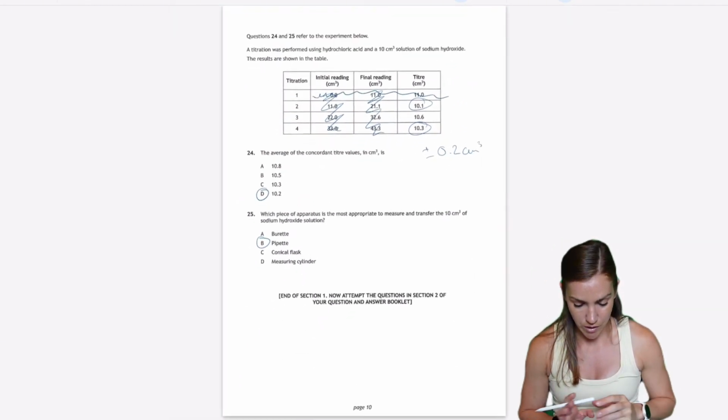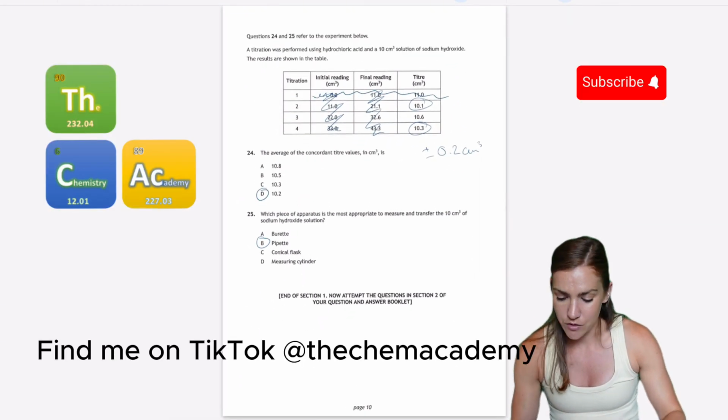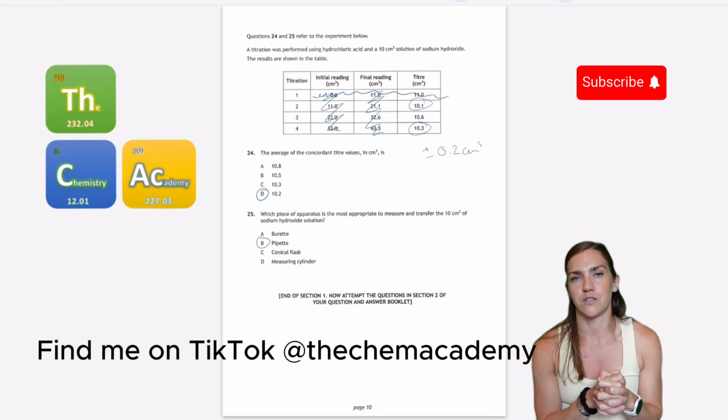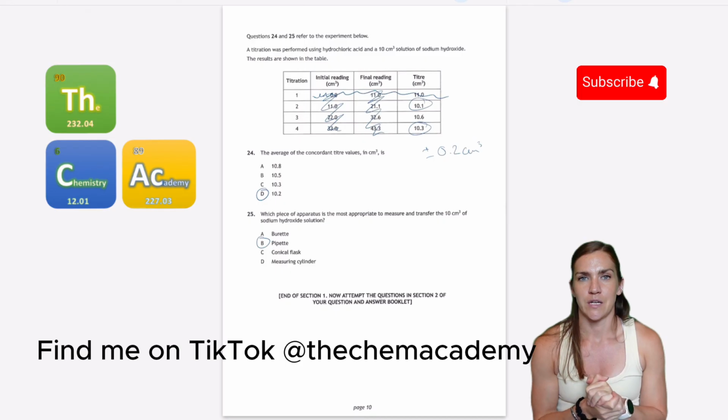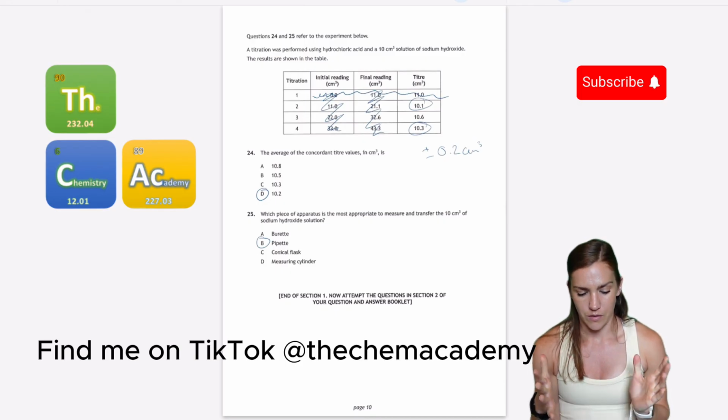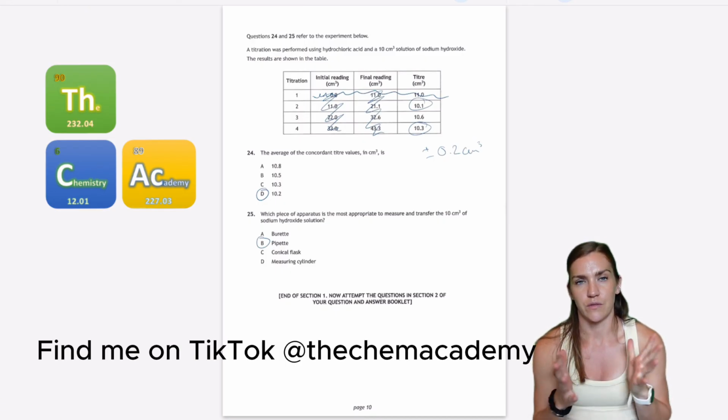So that's the multiple choice. I wouldn't personally say it's that bad. There's a couple of tricky new questions in there, as I highlighted before, that you've maybe not seen in other papers. But hopefully that helps you work out how you would approach them if they do come up in the future.